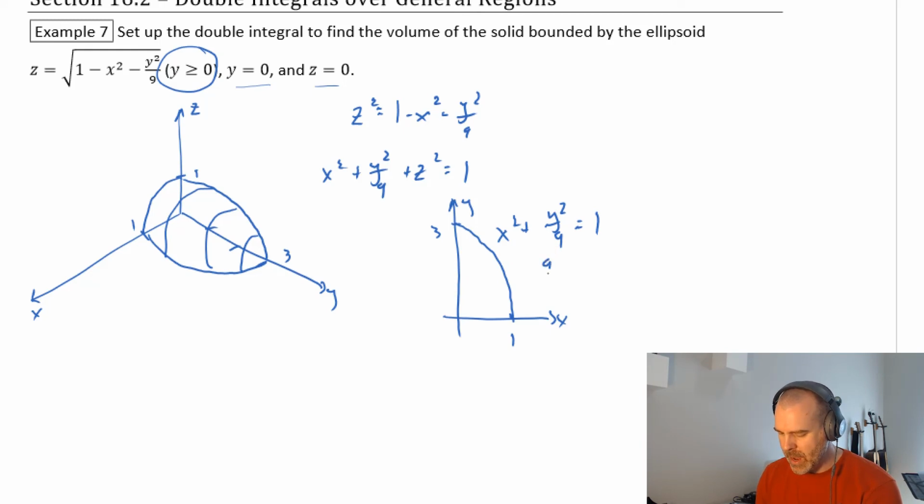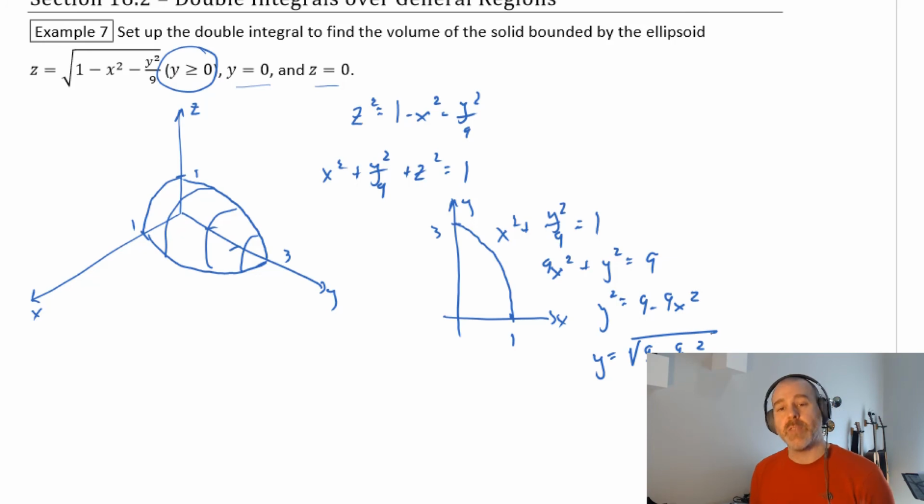Multiply by 9, 9x squared plus y squared is equal to 9. Y squared equals 9 minus 9x squared. And y will be, now normally you'd have plus or minus, right? Normally you'd have plus or minus, but we just had the top half. So that is that curve, and let's draw our piece vertically. So what we're going to do is we're going to add up from the bottom to the top. So we're going to integrate y first.